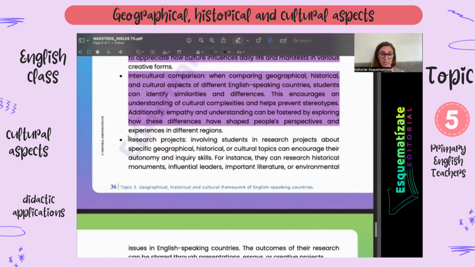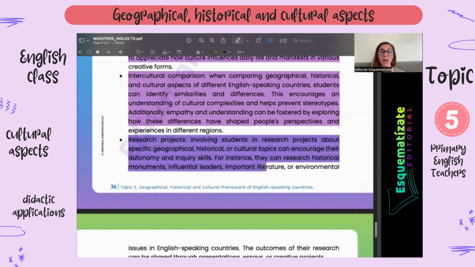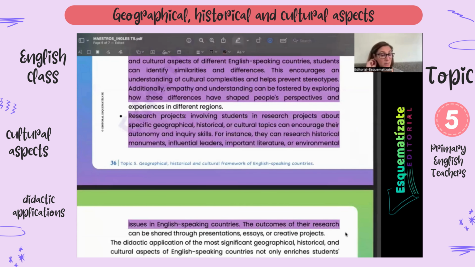Finally, research projects. Involving students in research projects about specific geographical, historical, cultural topics can encourage their autonomy and inquiry skills. For instance, they can research historical monuments, influential leaders, important literature, or environmental issues in English-speaking countries.